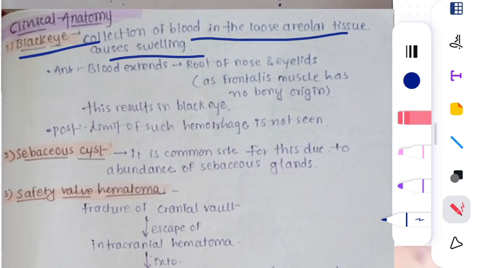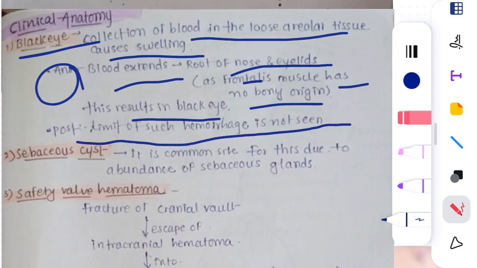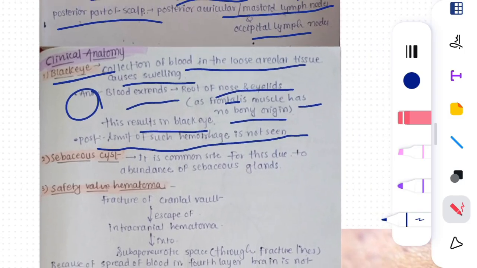Then the final is clinical anatomy. First one, black eye, it is a very important clinical question. Collection of blood in the loose areolar tissue causes swelling, and this results in black eye. Posterior limit of such hemorrhage is not seen.